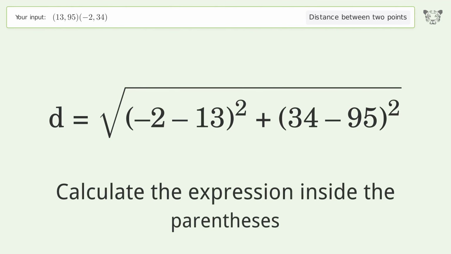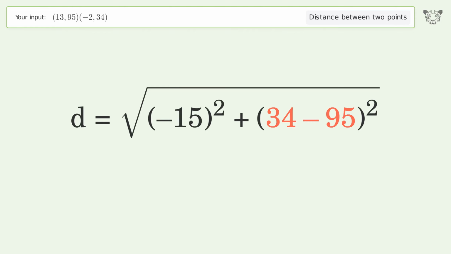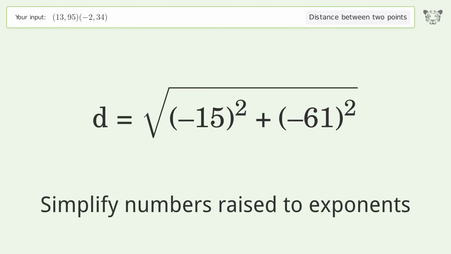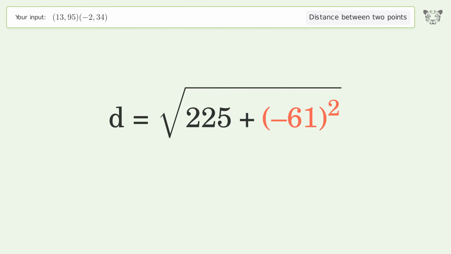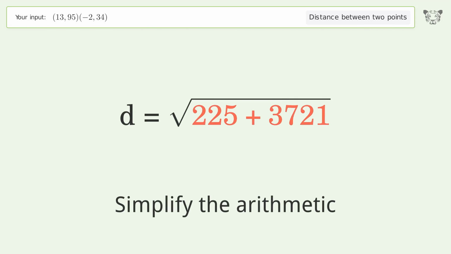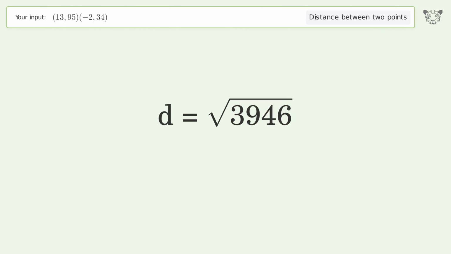Calculate the expression inside the parentheses. Simplify numbers raised to exponents. Simplify the arithmetic. And so the distance between the 2 points is the square root of 3,946, or 62.817.